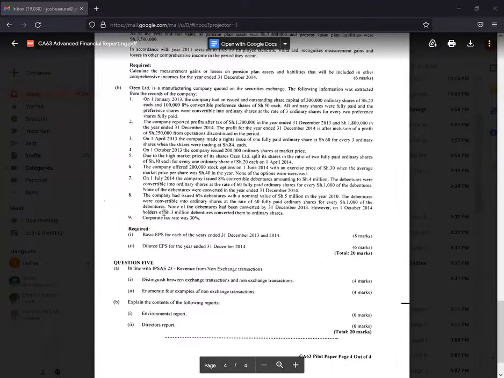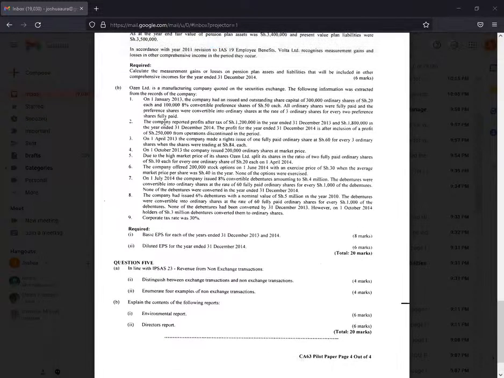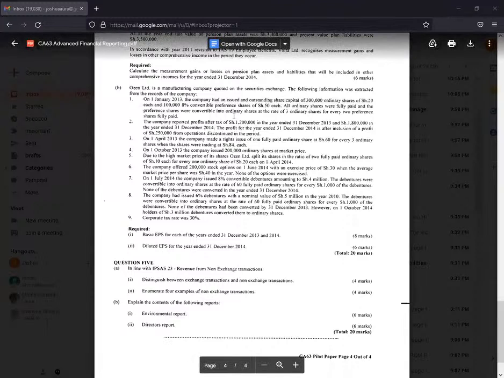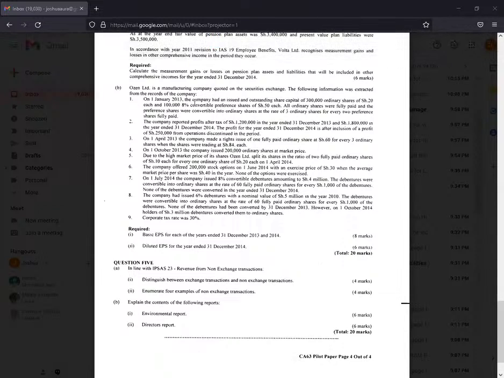We are told here, Ozen Limited is a manufacturing company quoted on the Securities Exchange. The following information was extracted from the records of the company. On 1st January 2013, the company had an issued and outstanding share capital of 300,000 ordinary shares of shillings 20 each and 100,000 8% convertible preference shares of shillings 50 each. All ordinary shares were fully paid, and the preference shares were convertible into ordinary shares at the rate of 3 ordinary shares for every 2 preference shares fully paid.